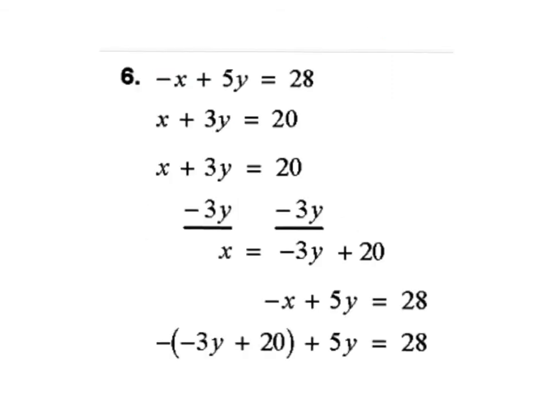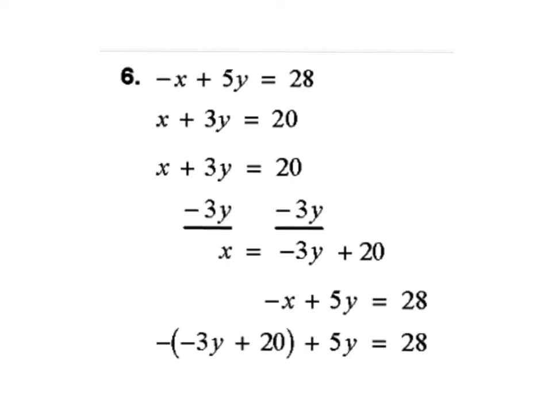Now, number 6 is a little trickier because here you're not given what y or x is equal to from the very beginning. What you must do is solve for one of the variables first. The reason why they're solving for x with the second equation is because if I solve for x, you only have to take one step. Just do the inverse of positive 3y, which is to subtract 3y from both sides, and you're going to be left with x is equal to negative 3y plus 20.